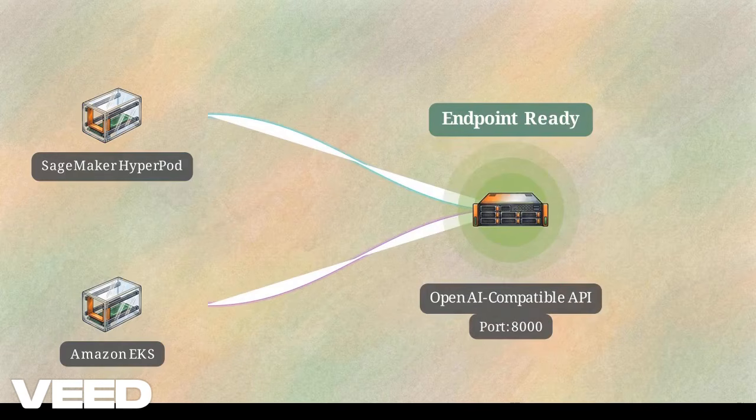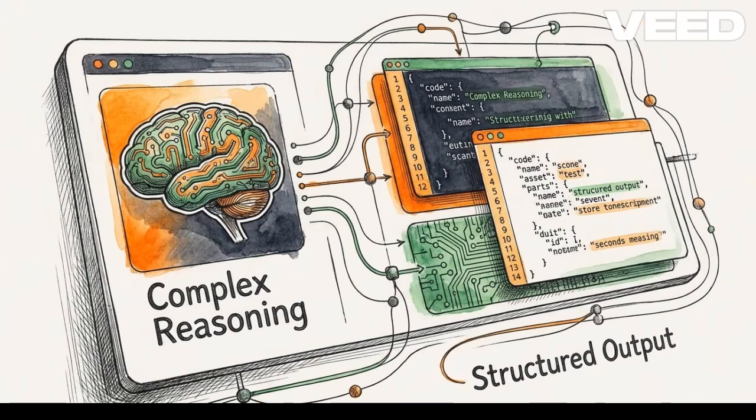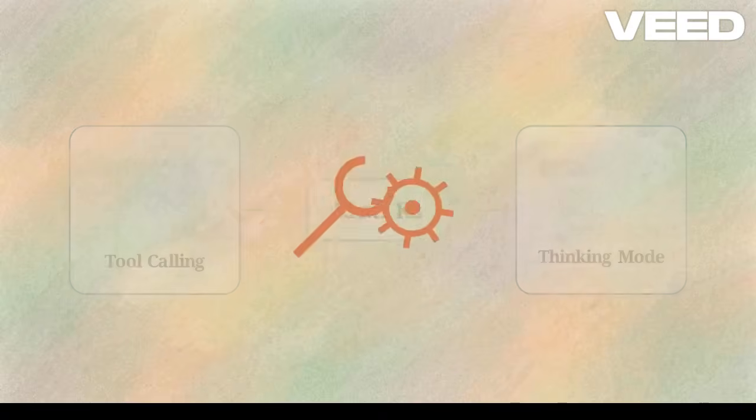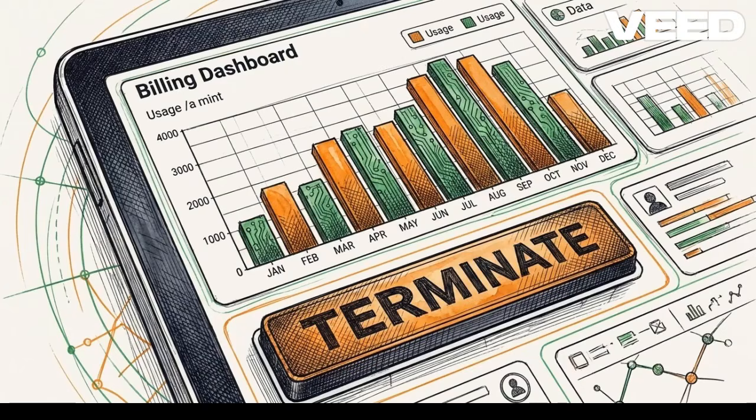Both deployment paths result in an OpenAI-compatible chat completions API, exposed on port 8000. This Python example shows how to invoke the endpoint using the standard OpenAI SDK by simply pointing the base URL to your cluster's local IP. The endpoint supports Kimi K3's specialized features, including its complex reasoning mode and structured data outputs. It also handles native tool calling and the model's thinking mode, necessary for agentic workflows. The complex orchestration and hardware routing are now entirely abstract, allowing the application to interact with a 2.8 trillion parameter model through a standard API.